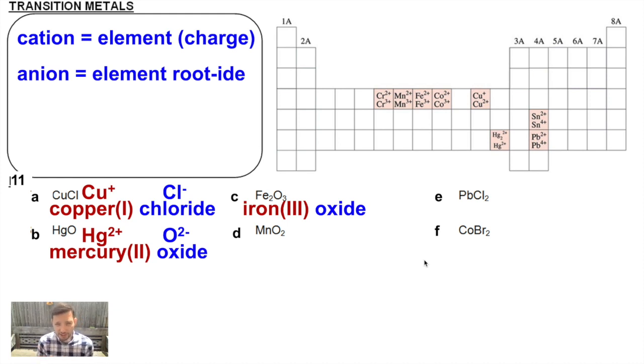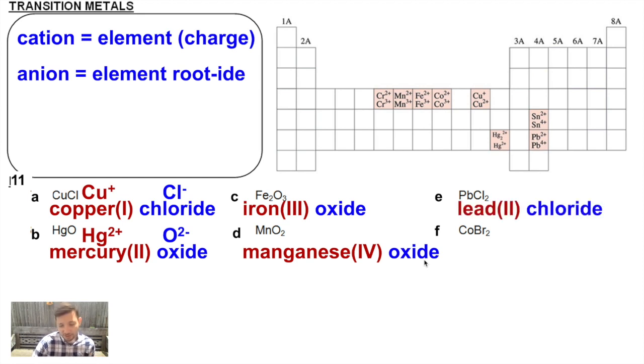MnO2, slightly tricky. Oxygen is -2, and there's 2 of them, so all the oxygens make up -4. That means my manganese is also 4, but on the plus side, so that's actually manganese 4 oxide. PbCl2, the Cl is -1, there's 2 of them, so the Pb is +2, that means it's lead 2 chloride. And similarly with CoBr2, the bromine is -1, it's a halogen or a halide, so there's 2 of them. That means I need a cobalt 2 with a bromide.